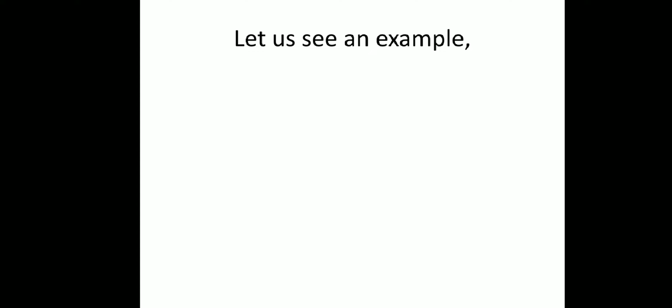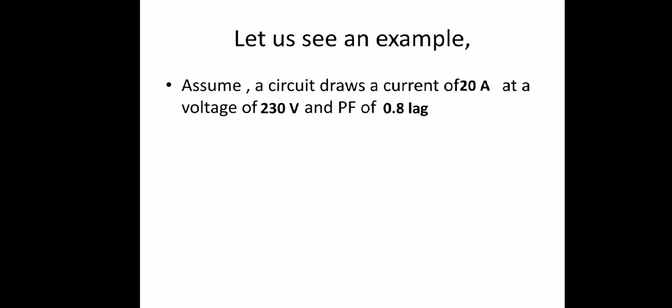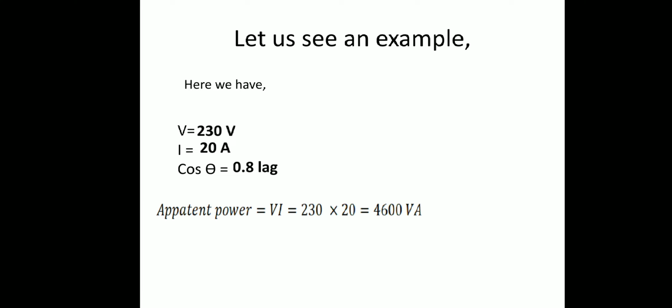Let us see an example, which is the best way to illustrate how much active, reactive or apparent power is used by any inductive system. Assume a circuit draws a current of 20 ampere at a voltage of 230 volt and power factor of 0.8 lag. Lag means it's an inductive system. So we have the data: voltage is 230 volt, current I is 20 ampere and cos theta, which is our power factor, is 0.8 lag.